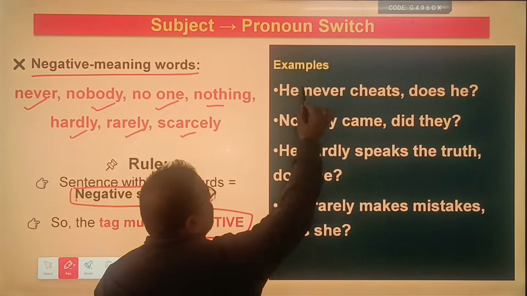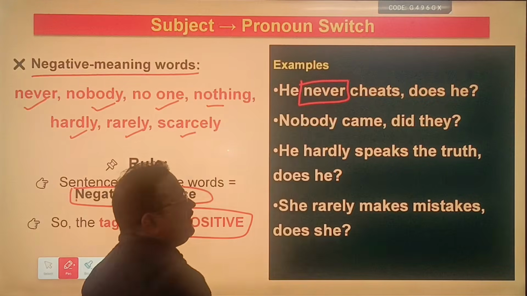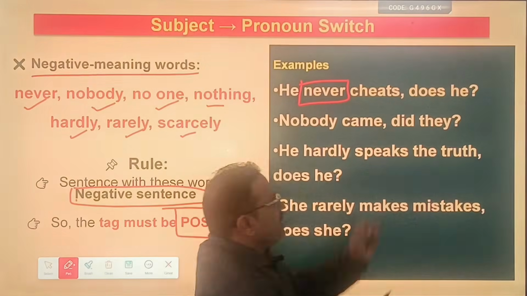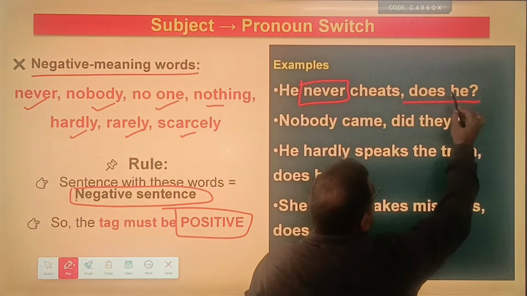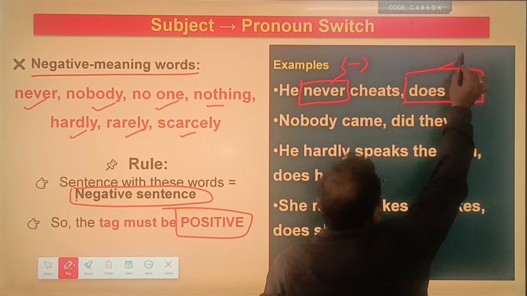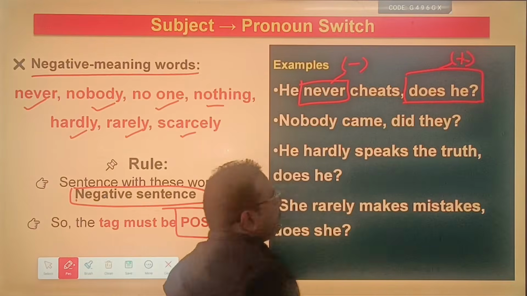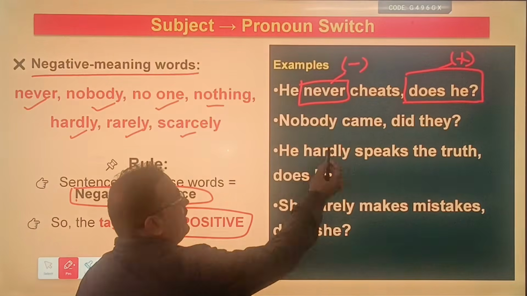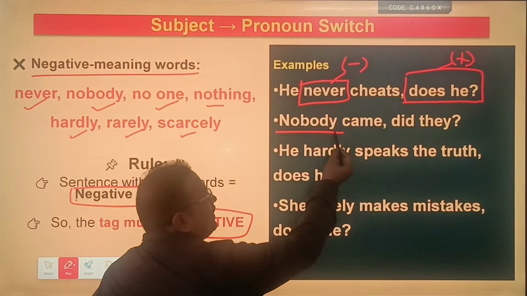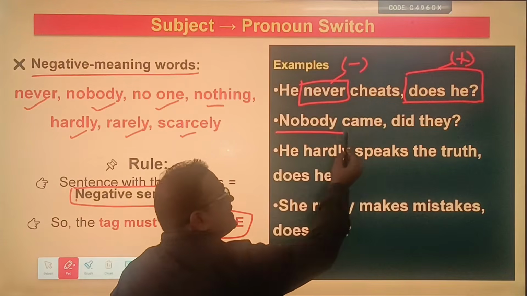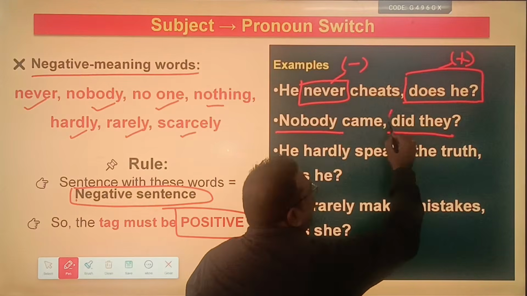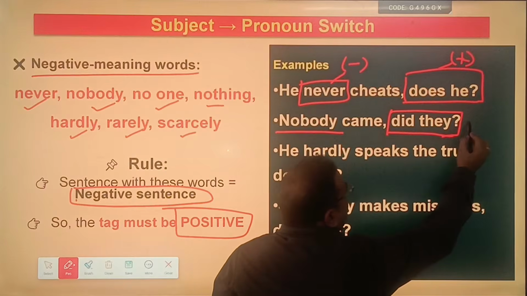He never cheats. You can see it is negative. So the question tag has to be what? Positive. This is negative and the question tag is positive. Nobody came. This is negative. So we don't have an auxiliary verb here. So this is past simple, so we use did. And what is this? This is positive.